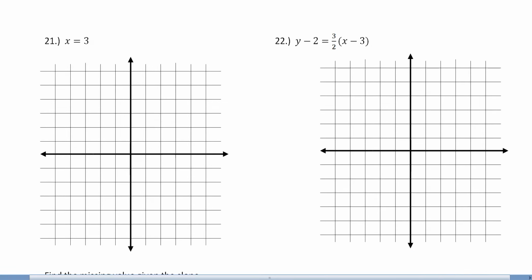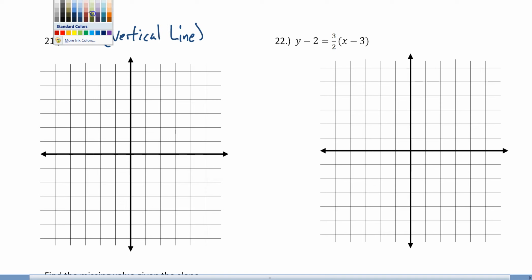The next one, x equals a number, remember, is a vertical line, and we've already talked about this a little bit, but this is a vertical line. So I go to where x equals 3. I plot a point. Whoops, that's negative 3. Let me try again. X equals 3 is over here. And now I just draw a vertical line. That was a terrible line. Let me try again. I can do better.